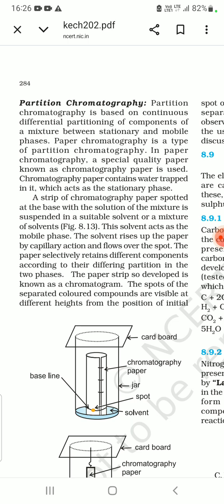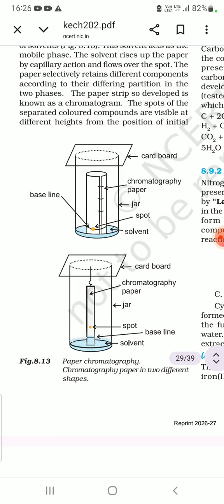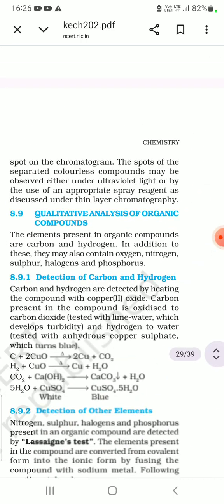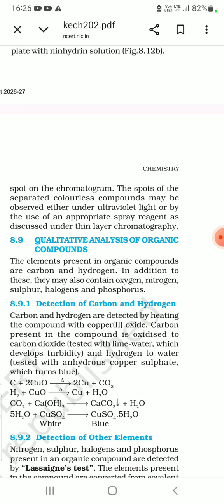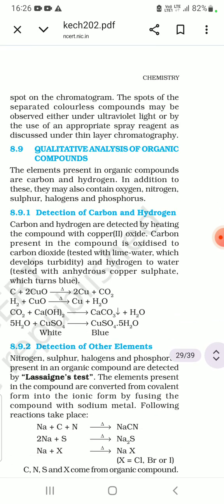The spots of the separated colored compounds are visible at different heights from the position of the initial spots in the chromatogram. The paper chromatography diagram is shown in two different shapes. Next we have the spot on the chromatogram. The spots of the separated colorless compounds may be observed either under UV rays or under appropriate spray reagents. Next is the qualitative analysis of organic compounds.